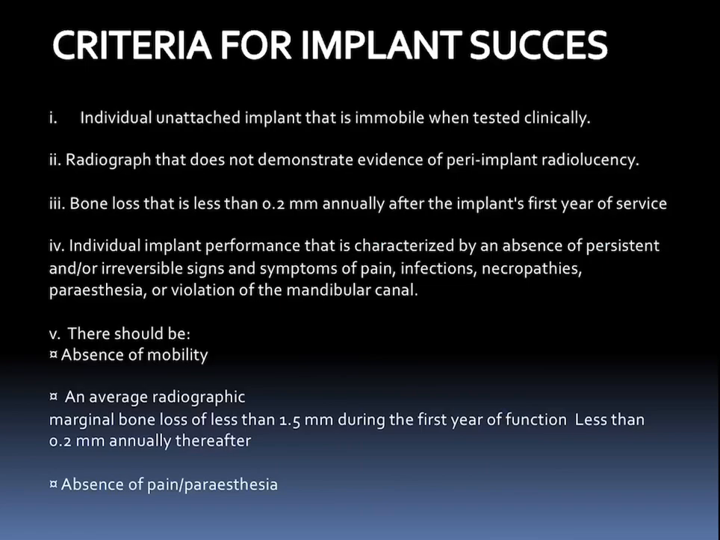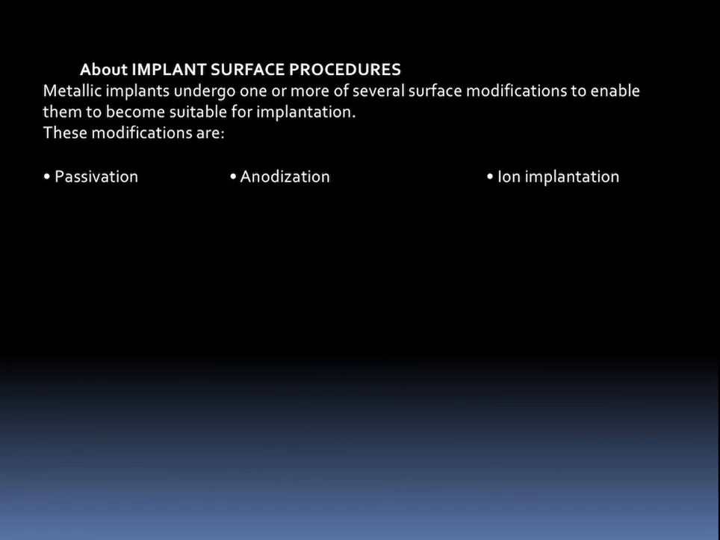There should be an absence of mobility, and an average radiographic marginal bone loss of less than 1.5 mm during the first year of function and less than 0.2 mm annually thereafter. The absence of pain and paresthesia also shows that the implant is successful.